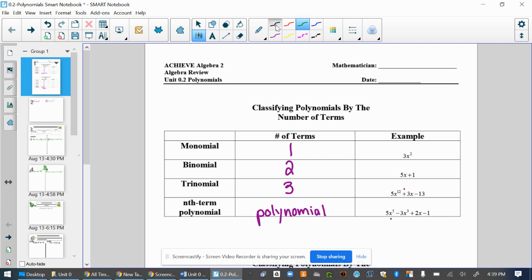If there's just one term, like this example, 3x squared, then that would be a monomial. If there's two terms, so we have 5x is one term and 1 is a second term, that's a binomial. Trinomial, there would be three terms, so I have 5x to the second, 3x, and negative 13. And if I have anything more than that, we're just going to call that a polynomial for right now.